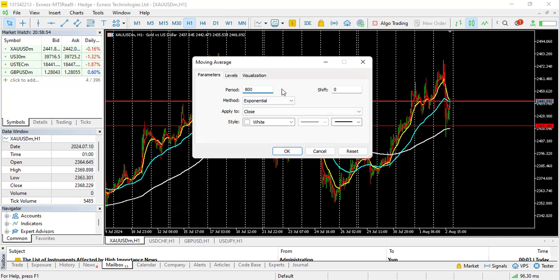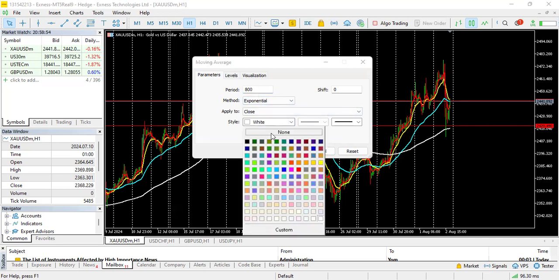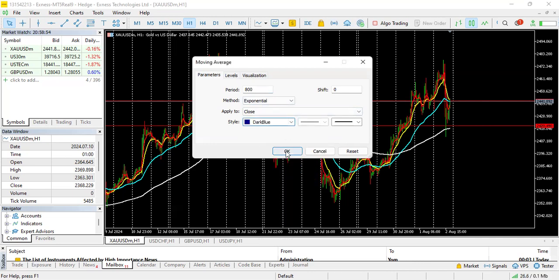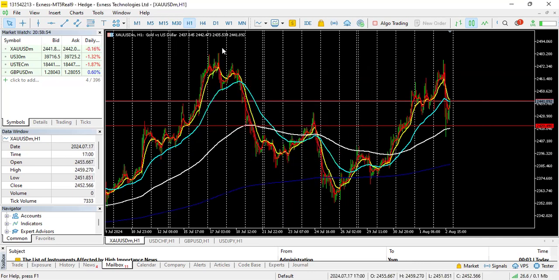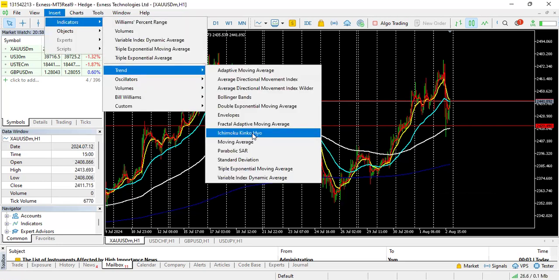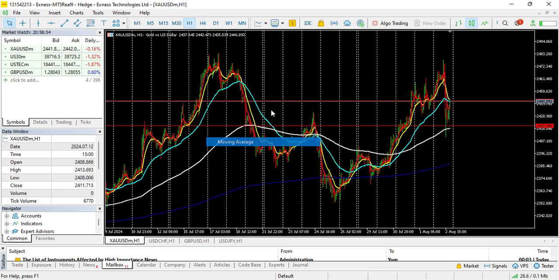Then 200 to 800. This 800, I'm changing it to color blue, the dark blue. So that's also installed. You can see my 5 EMA, 13 EMA, 50 EMA, 200, 800 EMA. Then the last moving average I want to install is the 3200 EMA.